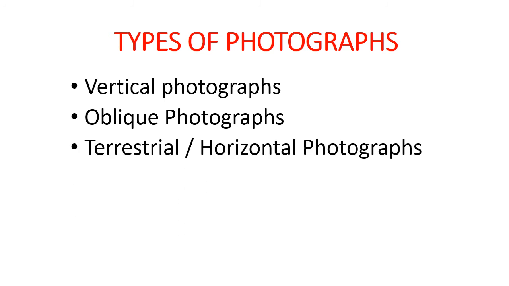The next type is terrestrial or horizontal photographs. These are taken from the camera station on the ground with the axis of the camera horizontal, and they present a more familiar elevation view. As we have seen, vertical photographs were taken with the axis vertical; the same way, horizontal photographs are taken horizontally with the axis of the camera.